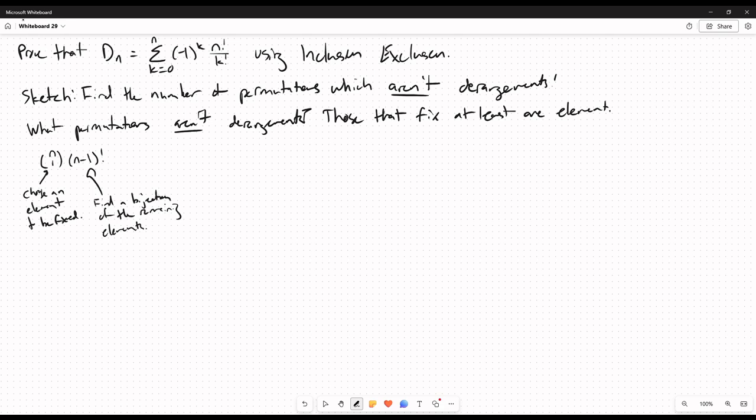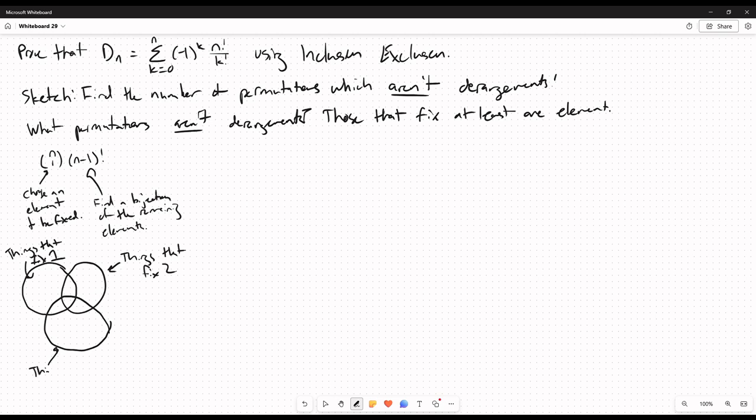Just because we're going to get inclusion-exclusion involved here, I'm going to draw some Venn diagrams that might let us think about some stuff. So let's let this be things that fix 1. Let's let this be things that fix 2. And this be things that fix 3. We're just going to consider derangements of 1, 2, and 3. And I'm not going to write out explicitly what derangements fall in which thing, but I just want us to be thinking about the Venn diagram.